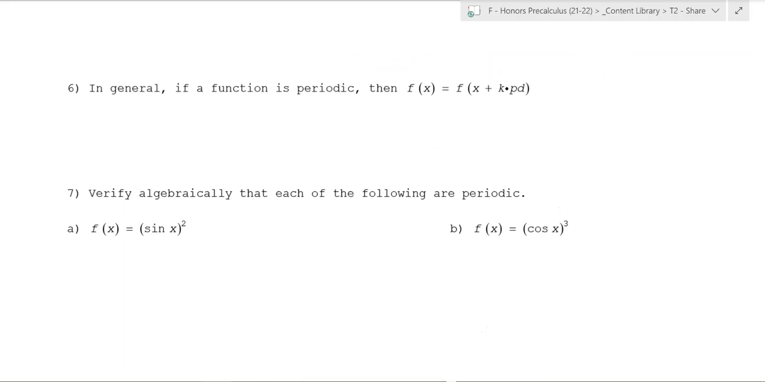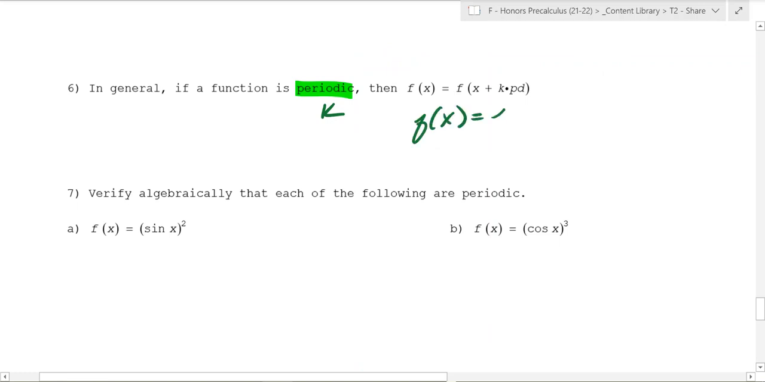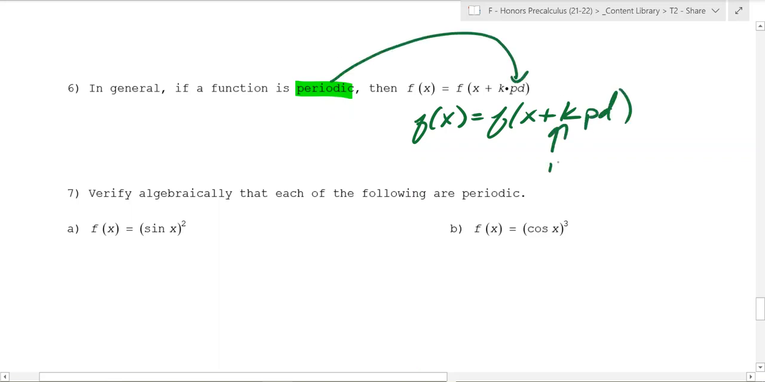So then in general, if a function is periodic with a period of PD, then you can say the function is also equal to the function plus PD times k, where k is an integer. So any integer multiple.